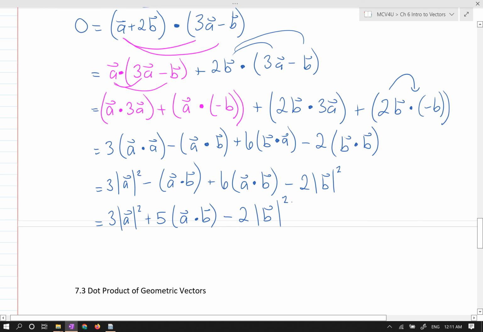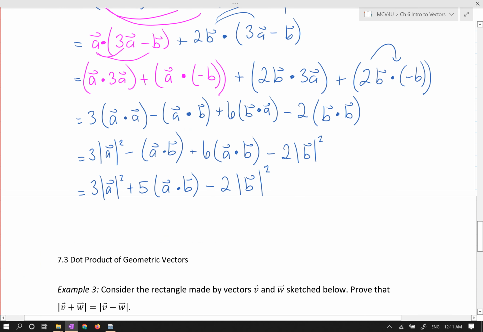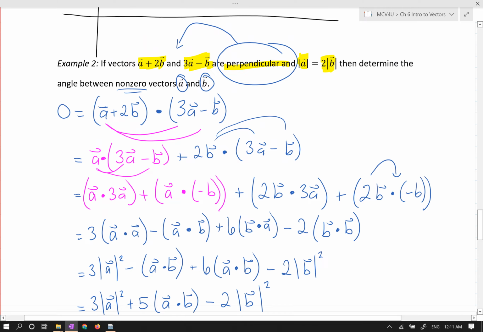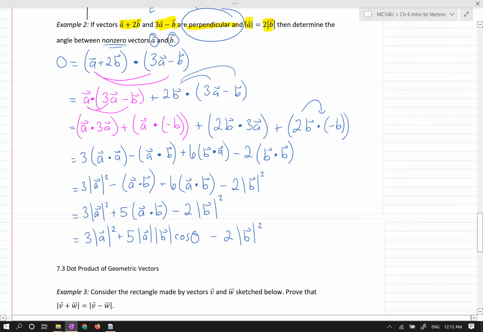Okay, well, hang on. What do I know about this a dot b? Well, I can evaluate this, what I'm working with here. Okay, so this is 3 times the magnitude of vector a squared plus 5 times a dot b. Well, what I'm going to be working with here is the magnitude of vector a times the magnitude of vector b times the cosine of that pesky angle theta in between the two. There we go, minus 2 vector b squared. Nice work. All right, we're nearly there. I'm hoping you weren't writing as largely as I was, but we're getting there.